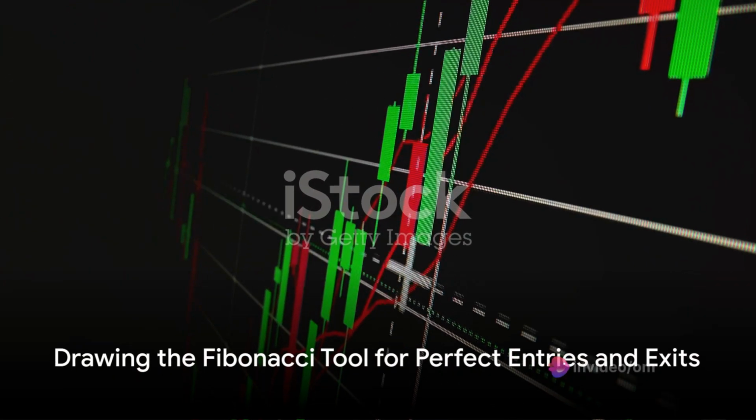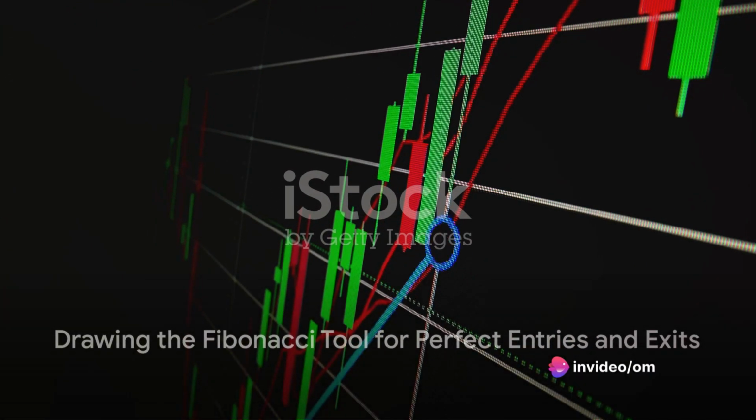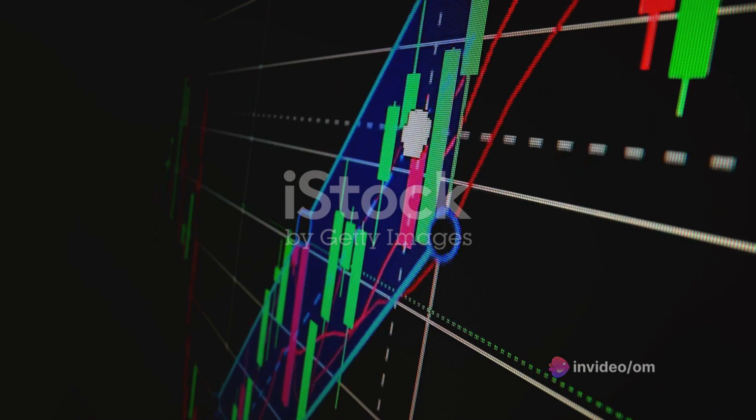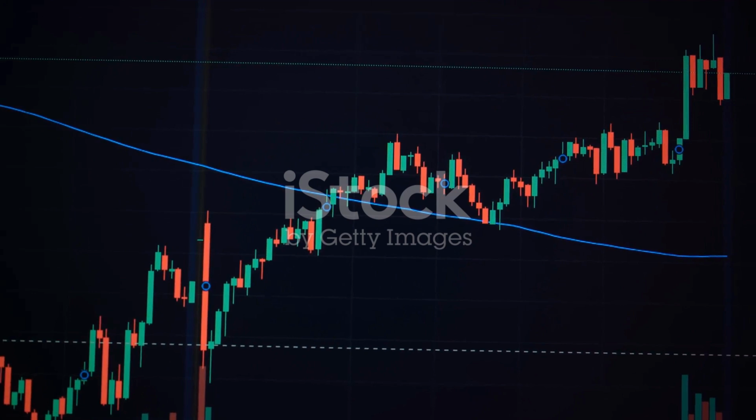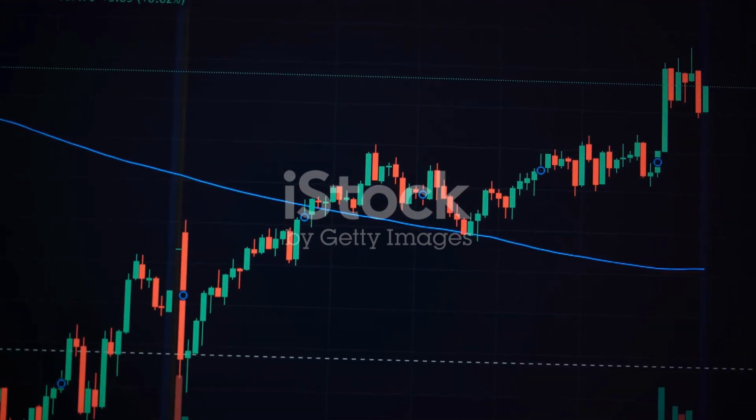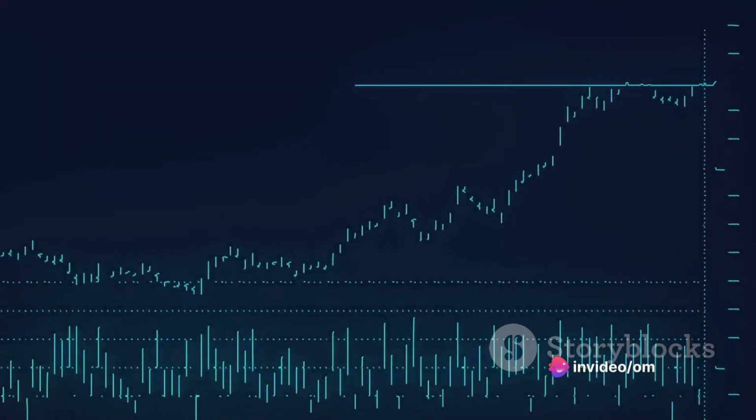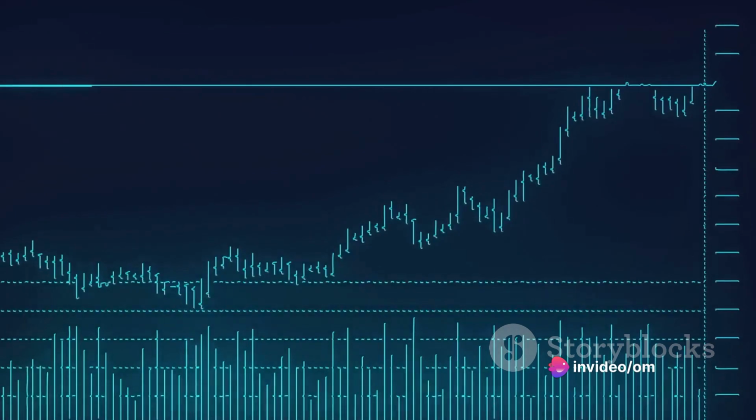To draw the Fibonacci tool for perfect entries and exits, start by identifying a significant swing high and swing low. Then apply the Fibonacci tool from the swing high to the swing low in an uptrend, and vice versa in a downtrend. The horizontal lines drawn by the tool will provide potential entry and exit points.